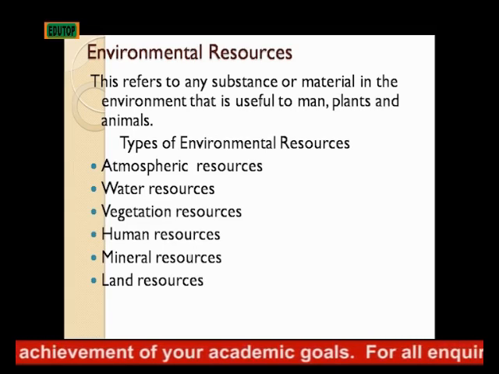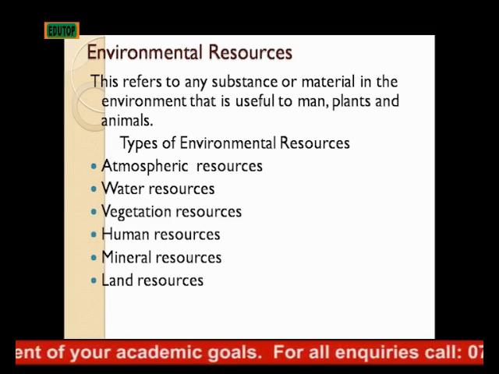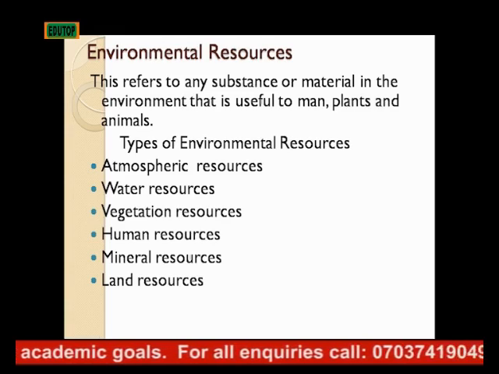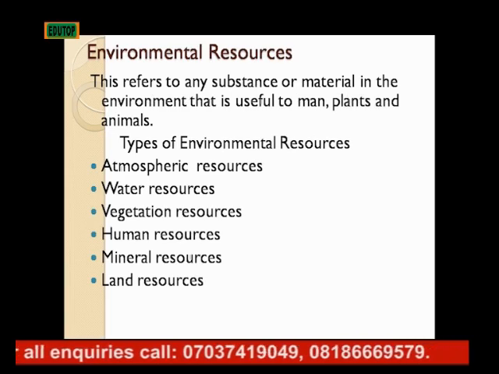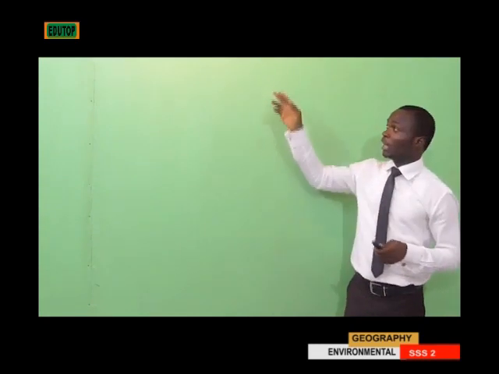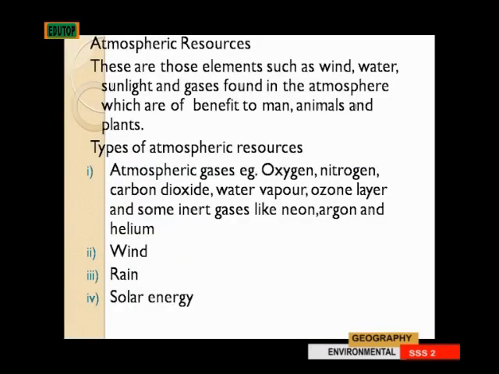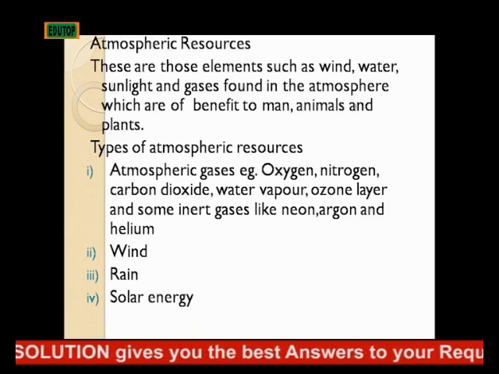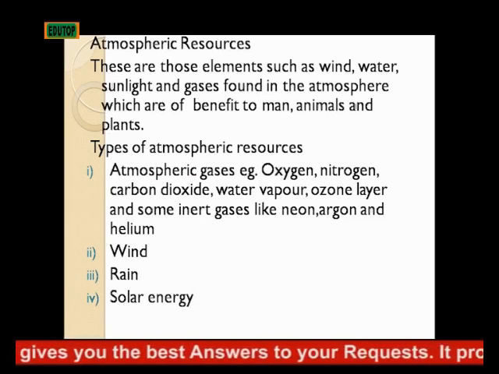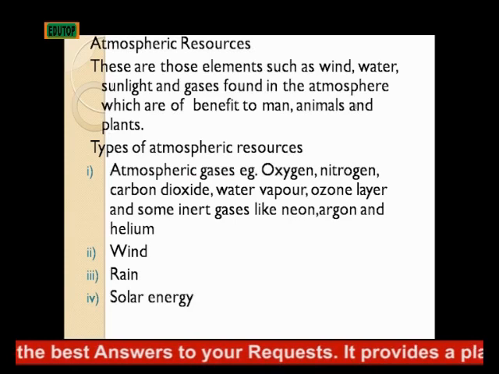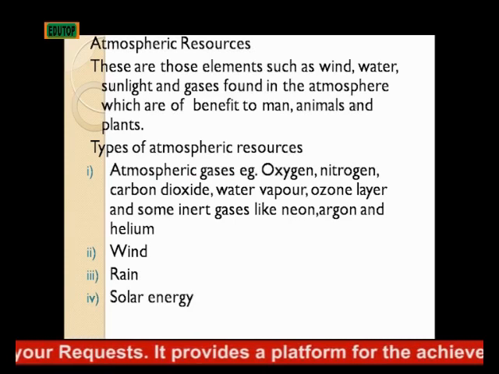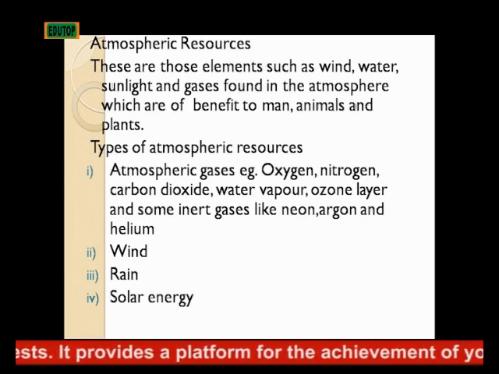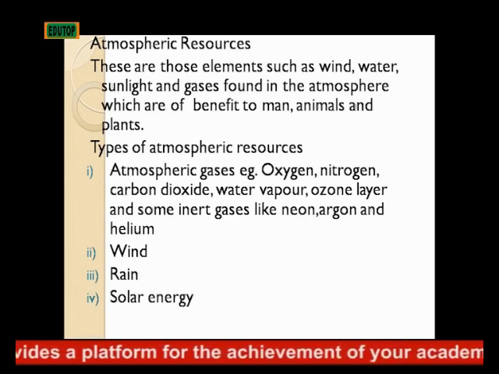We have atmospheric resources, water resources, vegetation resources, human resources, and mineral resources. So we'll look at them one after the other. First, let us begin with the atmospheric resources. Atmospheric resources are those elements such as wind, water, sunlight, and gases that are found in the atmosphere which are of benefit to man, animals, and plants.